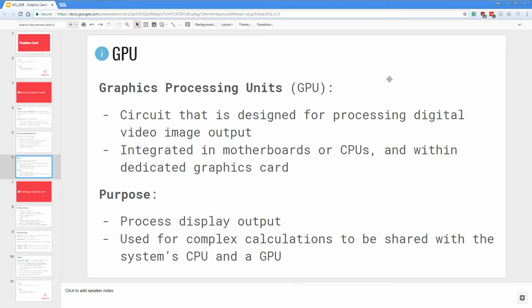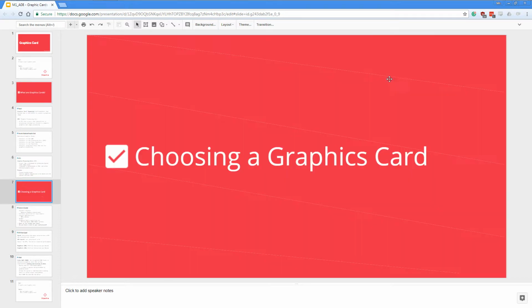So with this comes the GPU, which is the graphics processing unit. It is a circuit that is designed for processing digital video image output. It is integrated in motherboards or CPU and also within dedicated graphics card. And its purpose is to process this display output and is used for complex calculation to be shared with the system's CPU and GPU.